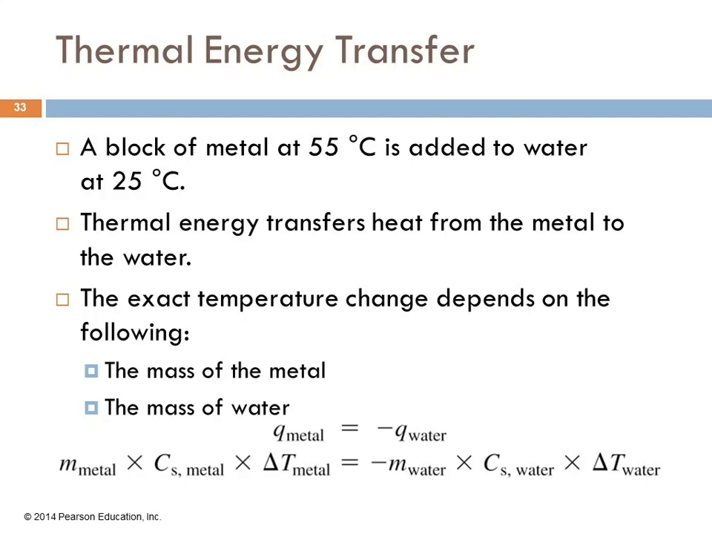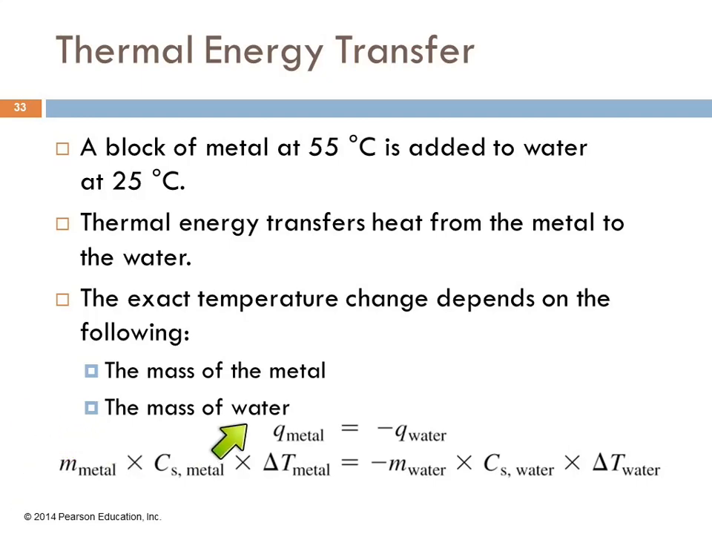So if we take a block of metal at 55 degrees and put it in water at 25 degrees, what's going to happen? The metal is going to give thermal energy to the water. The metal's going to cool down. The water's going to heat up. So there's going to be a flow of energy until it gets to the same temperature. And the exact temperature change is going to depend on a couple of different things. It's going to depend on the mass of the metal and on the mass of the water.